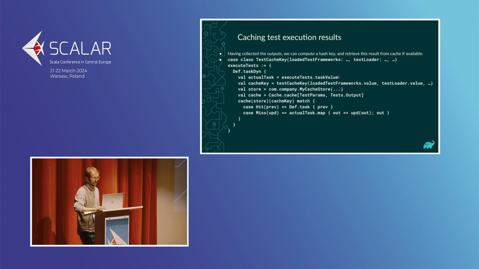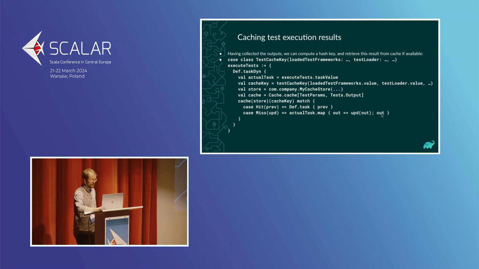So we have the actual task, which is the work to do. We don't execute it at this point. We create the cache key. We initiate some store to store the result of test execution or get it back from. We have the cache. Ask the cache for the cache key that we just defined. In case of a hit, we have nothing to do. If it's a miss, we have the update function, and we can execute the actual task, and with the result, we put it in the cache and return the result.